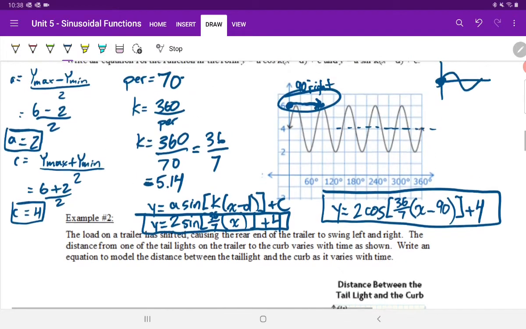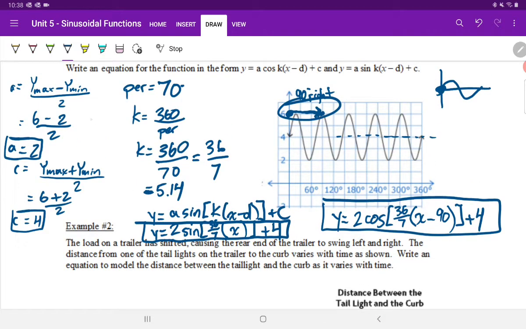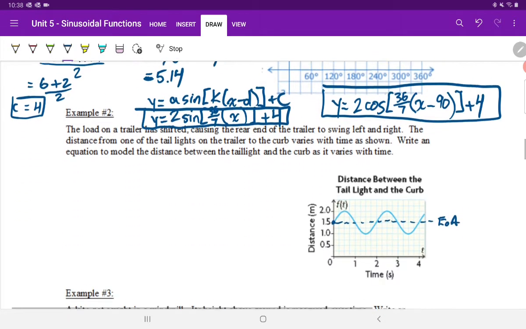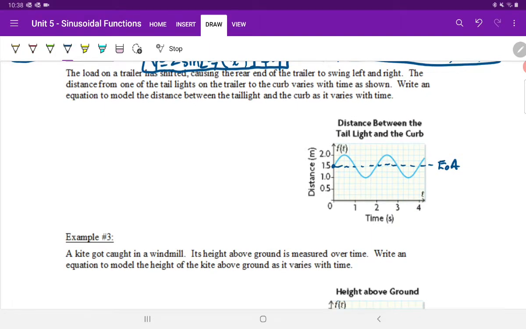So I'm going to do this a little bit differently. See how here I use the formulas to calculate everything? Well, because we're given the graph, this time around, I'm going to show you how you can just use what's given to you on the graph. So I know my EOA is equal to 1.5. Now this is also my C value. It's how much my graph got shifted up. If the original equation of axis was at 0, it clearly moved up 1.5 units.